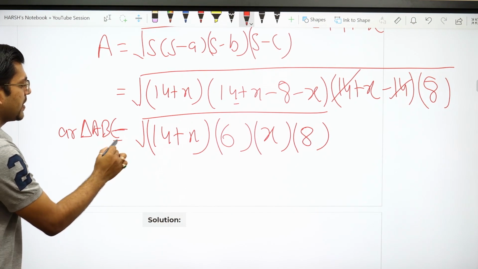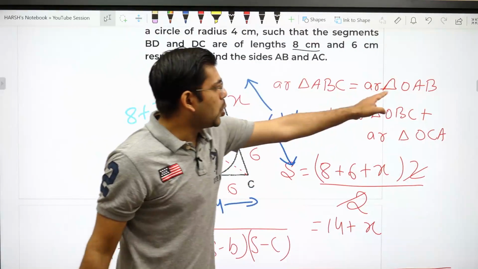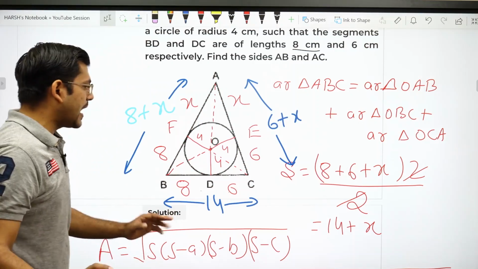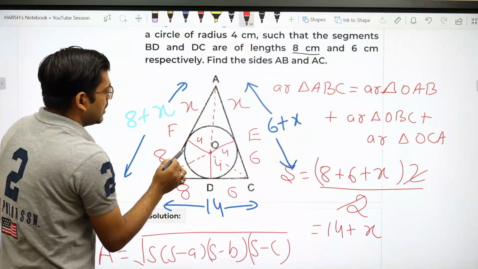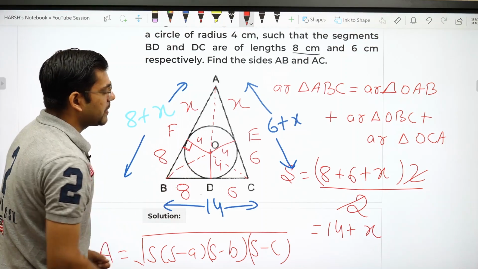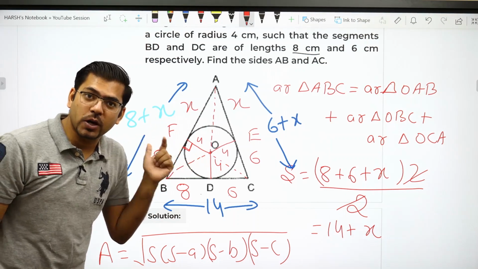This is ABC. Now pay attention. What we had to do: area of triangle ABC equal to OAB plus OBC plus OCA. For that, pay attention here. Are you able to see that this will be 90 degrees? Why am I telling this? Because it is a radius and this is a tangent. So radius is always perpendicular to tangent.